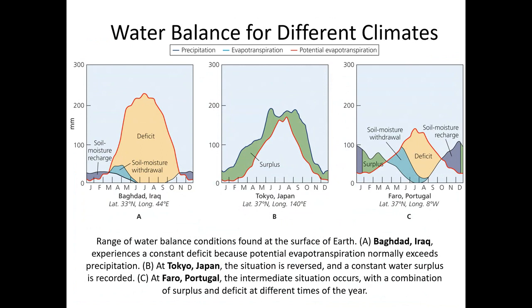Tokyo, Japan, there's a water surplus, meaning more water is landing in Tokyo than the natural environment can absorb. And that surplus runs out into the ocean in the form of runoff.